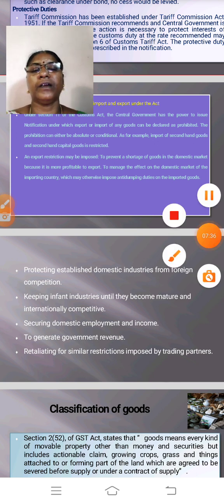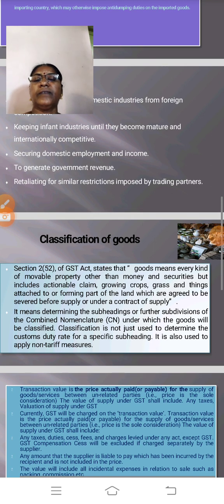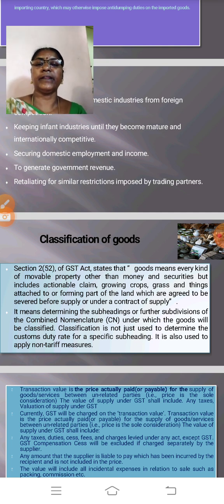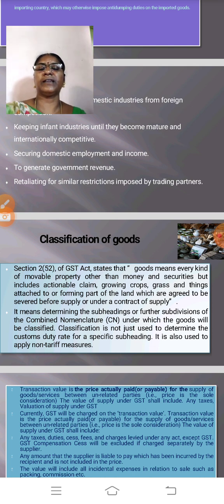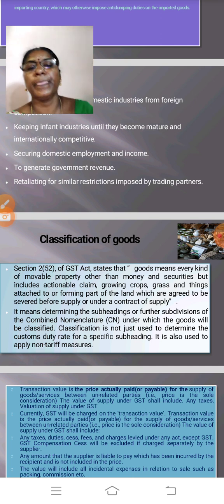It depends upon the imported and exported goods. Classification is based on securities but includes actionable claims, growing crops, grass and things attached to or forming part of the land which are agreed to be severed before supply, under a contract of supply. It means determining the subheading or further subdivisions of the Combined Nomenclature, CN, under which the goods will be classified. Classification is not just used to determine the customs duty rate for a specific subheading. It is also used to apply non-tariff measures. This is one of the subdivisions to be followed here.